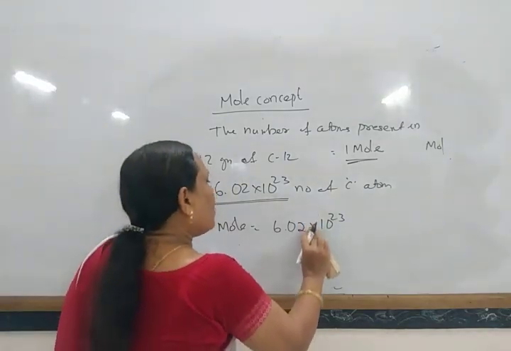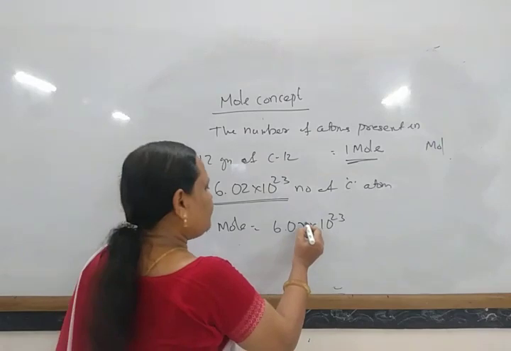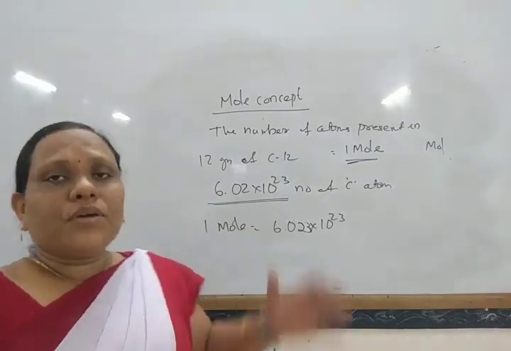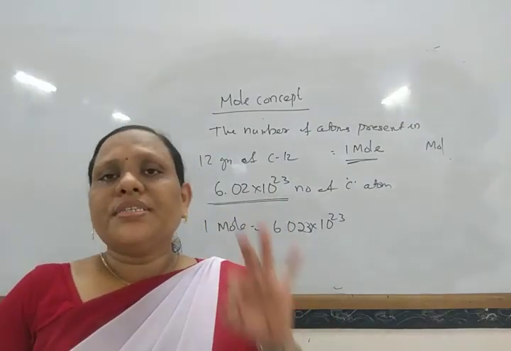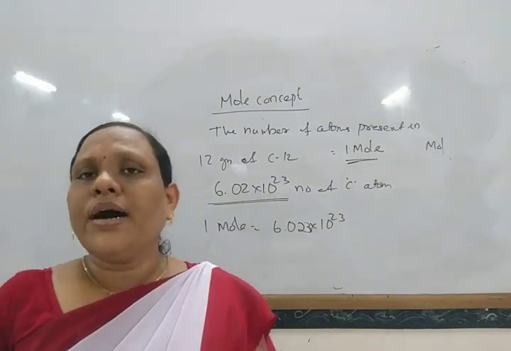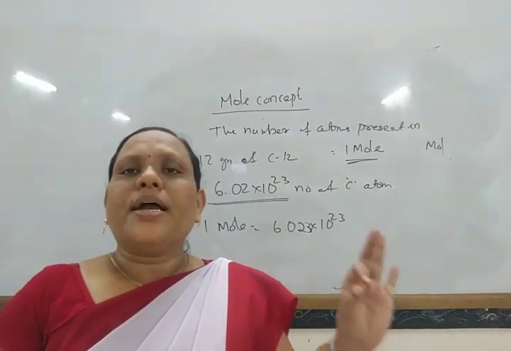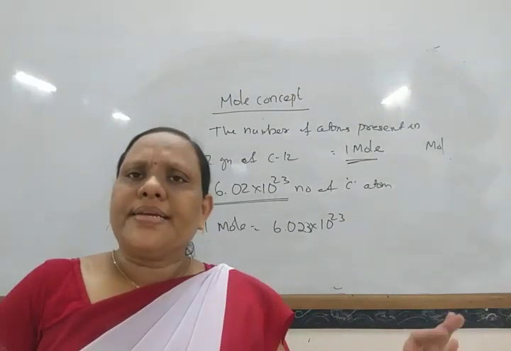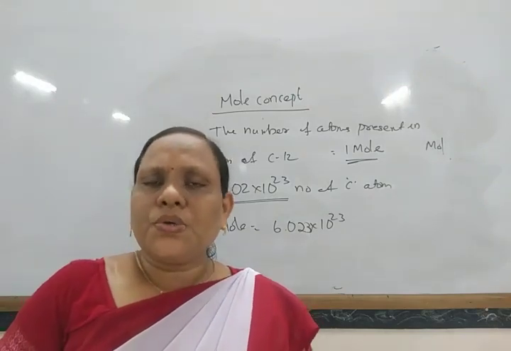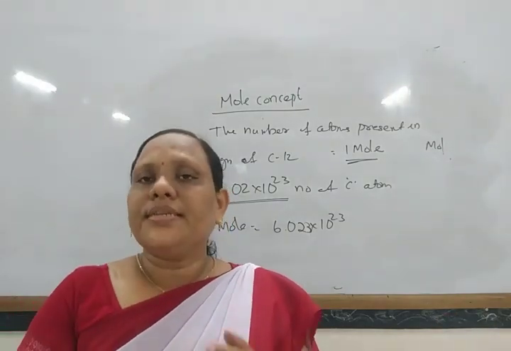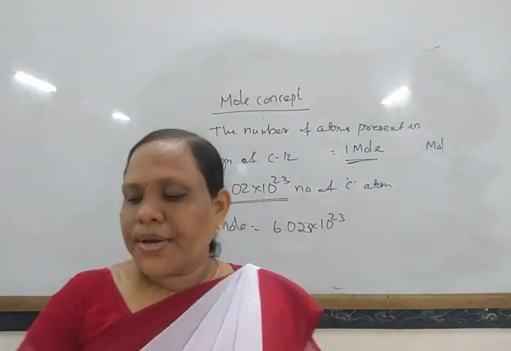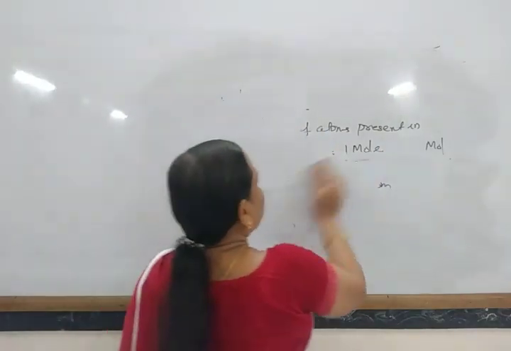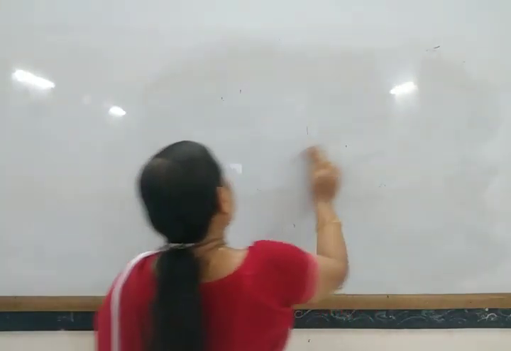So in this way, 1 mole is generally expressed in terms of number. Whenever I tell you about 1 mole, this is equal to 6.02 × 10^23 of anything. That may be an atom, a molecule, an ion, or any particle. That amount is called 1 mole. So 1 mole in terms of number is 6.02 × 10^23.